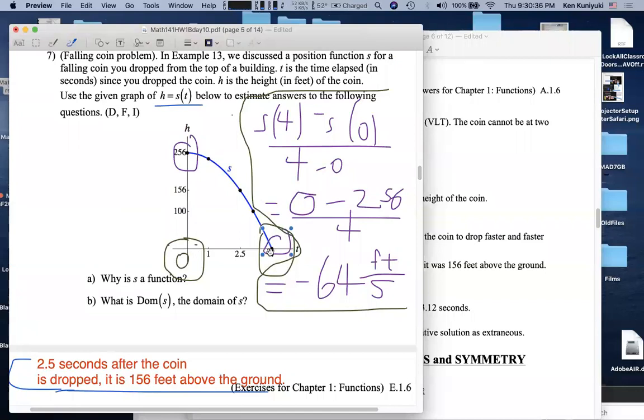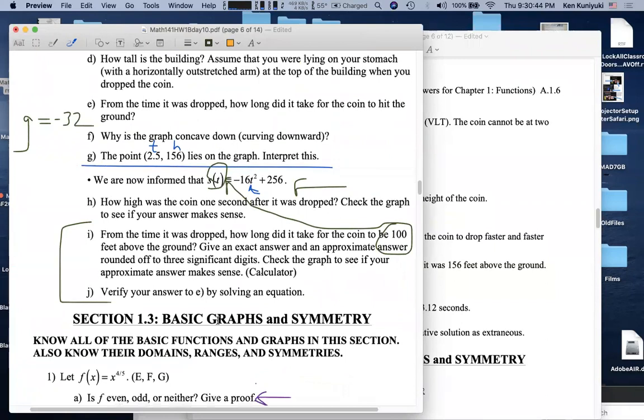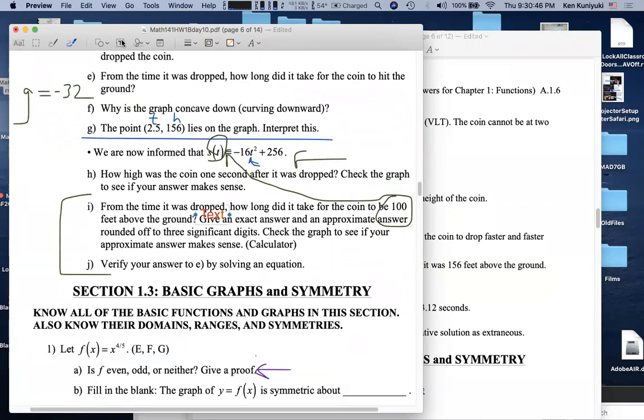So the coin's hitting the ground at time 4 seconds. So you want to show that's the time of impact. Yeah. All right, so you want to know when the height is 0. 0 equals negative 16 t squared plus 256. Basically, you solve that for t, where t is assumed positive.